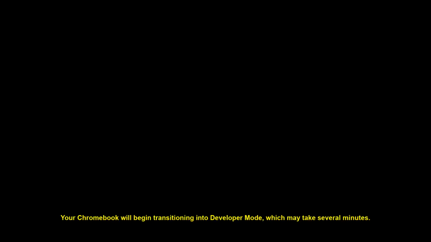Your Chromebook will begin transitioning into developer mode, which may take several minutes. Once the process is complete, your device will reboot. You will see another warning screen each time you start your Chromebook. To bypass this screen, press Ctrl and D. This will allow you to start using your Chromebook in developer mode. Keep in mind that every time you reboot, you may encounter the warning screen.